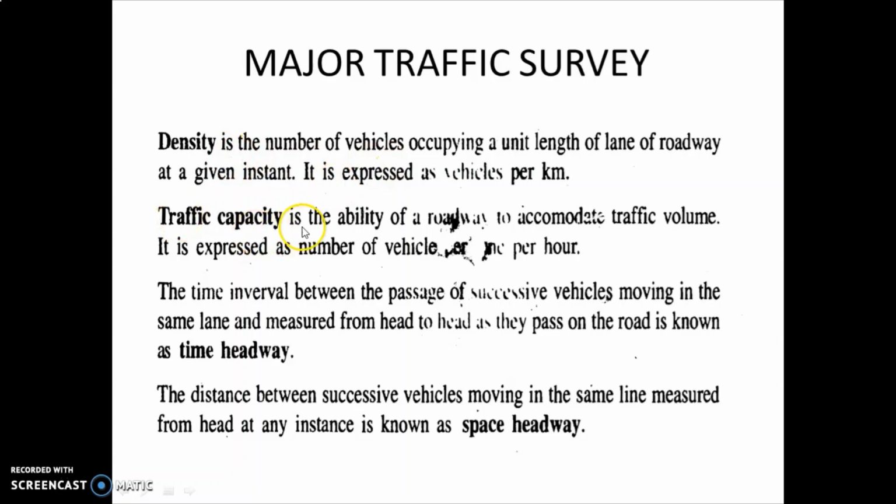Traffic capacity. Traffic capacity is the ability of a roadway to accommodate traffic volume, and it is expressed as a number of vehicles per hour. The time interval between the passage of successive vehicles moving in the same lane, measured from head to head as they pass on the road, is known as the time headway. Then the distance between successive vehicles moving in the same lane, measured from head to head at any instant, is known as the space headway. So, dear students, we have discussed what is density, what is traffic capacity, what is time headway and space headway.